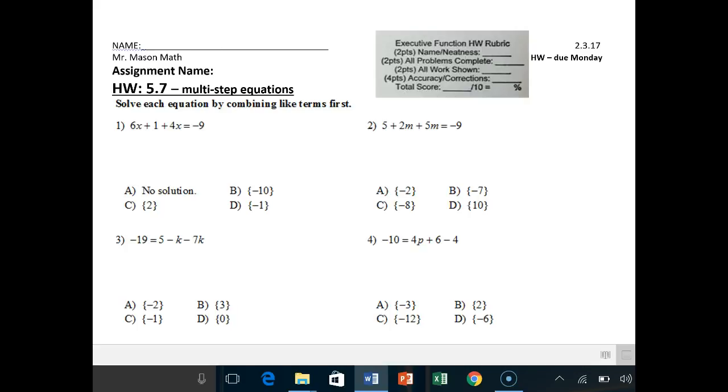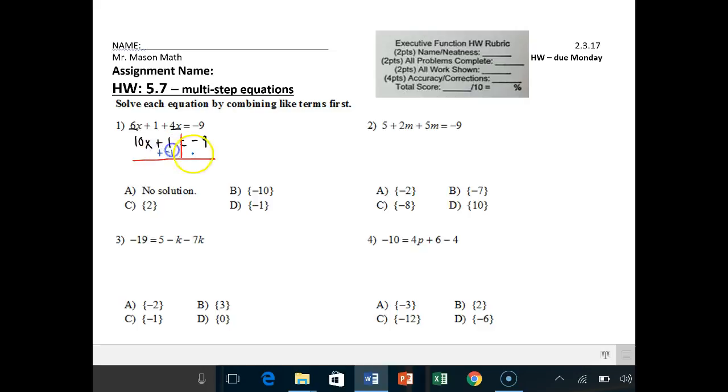The first part is going to be trying to combine like terms when we have variables on the same side of the equal sign. So if we look at question number 1, I notice I have a 6x and a 4x, like terms on the same side of the equal sign. So I can change this into a fancy two-step equation that reads 10x plus 1 equals negative 9. So go ahead, draw your Tetris.